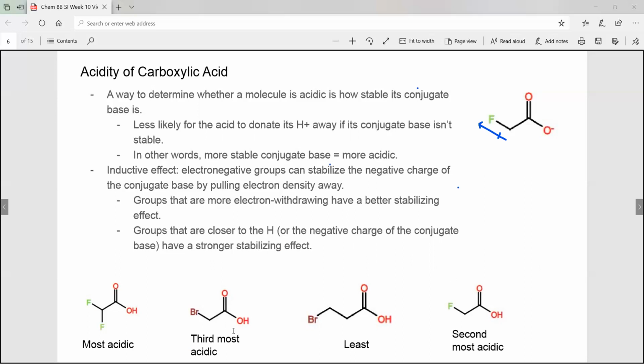Finally, the third most acidic molecule is more acidic than the least acidic molecule because the bromine is closer to the hydrogen on this molecule versus the other molecule.